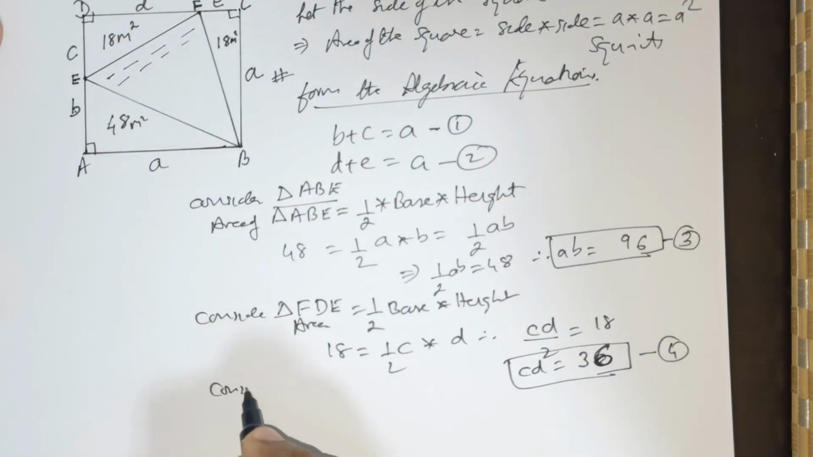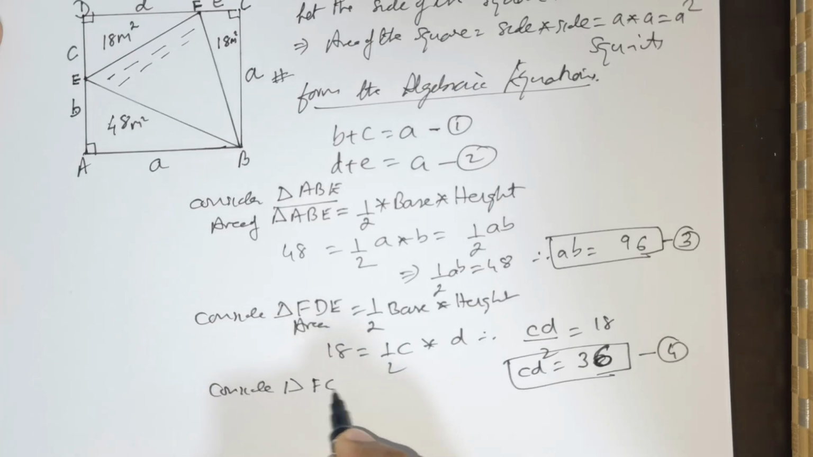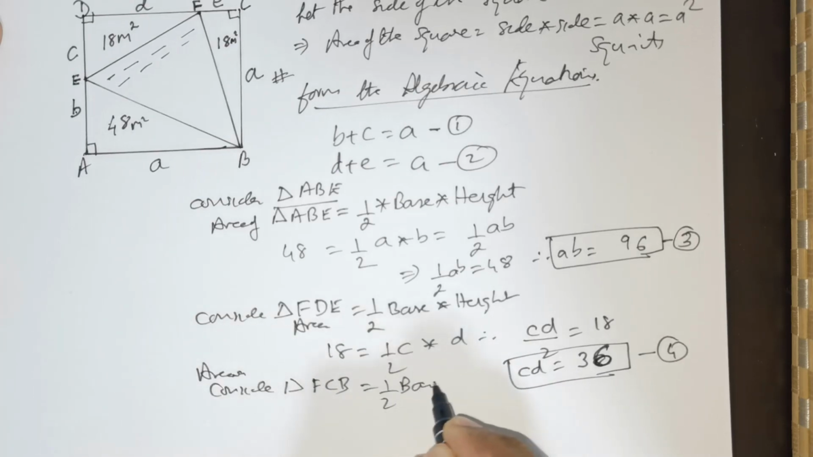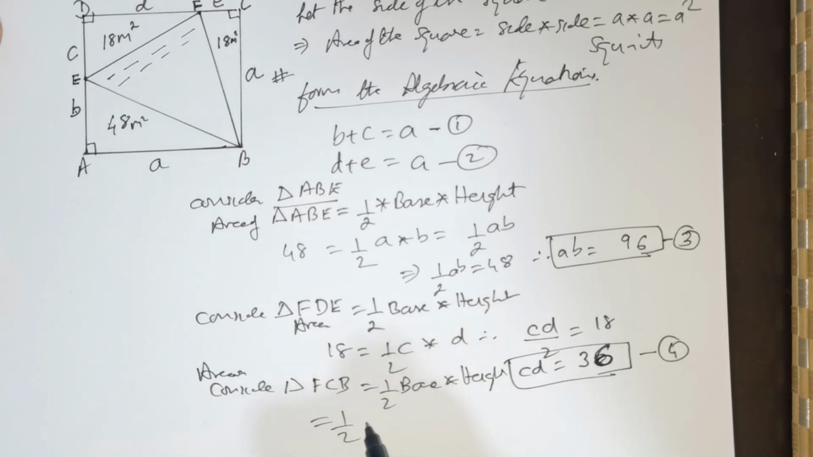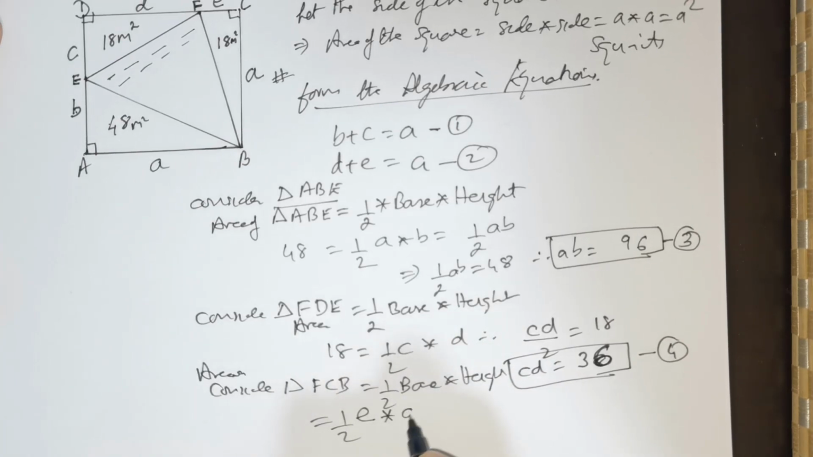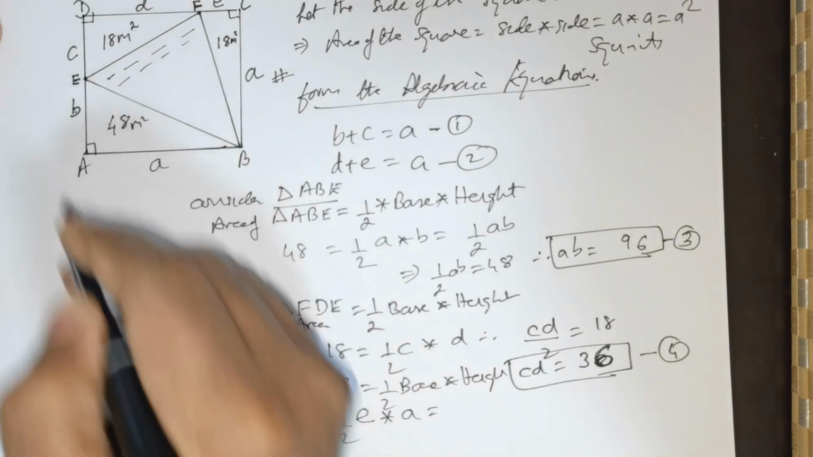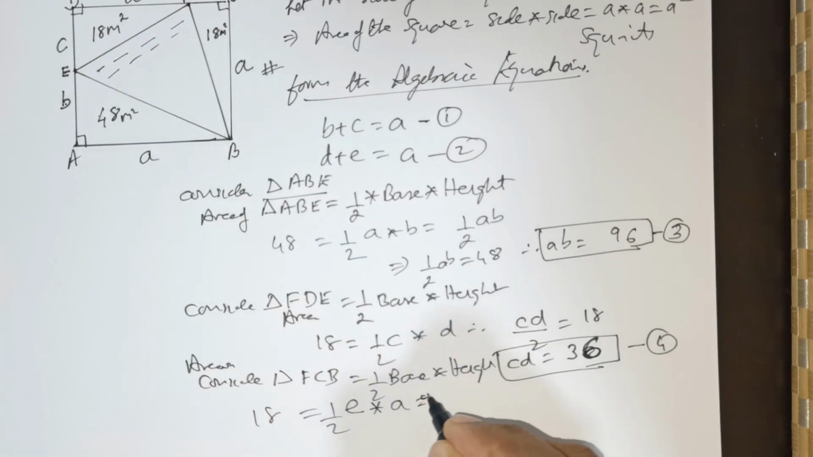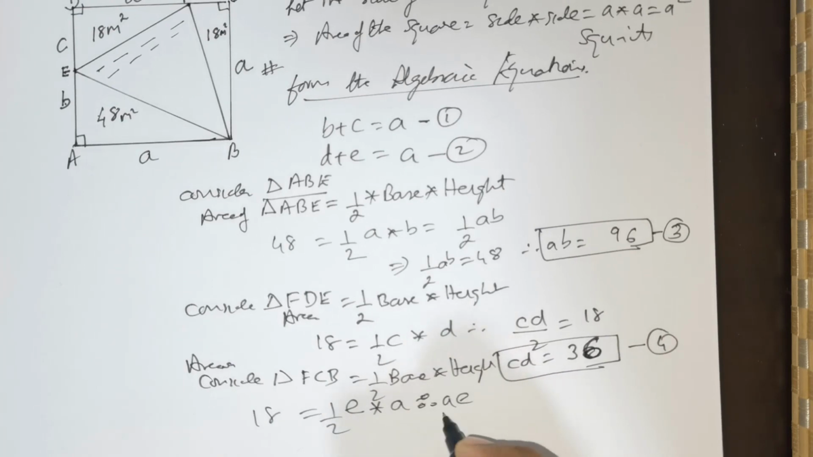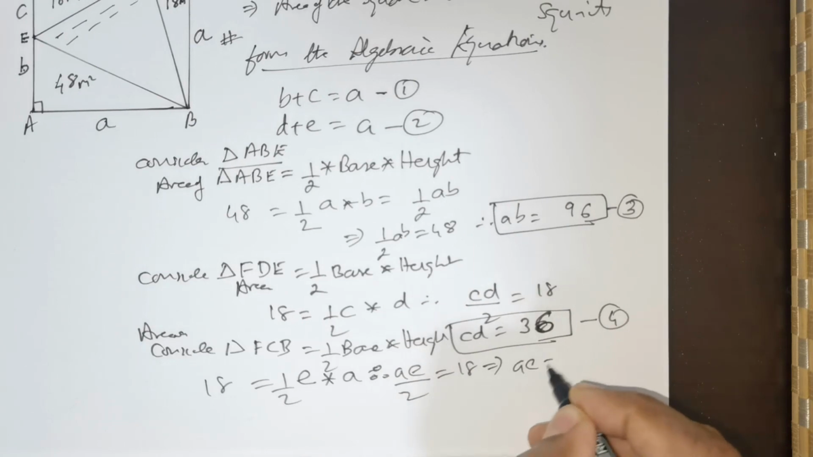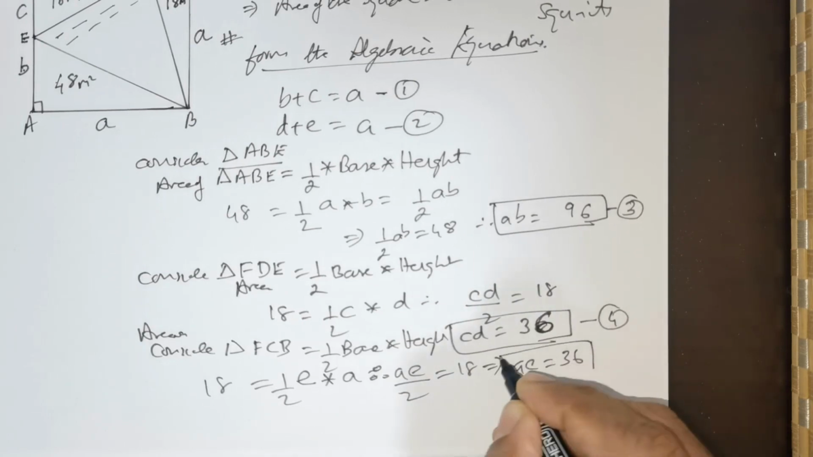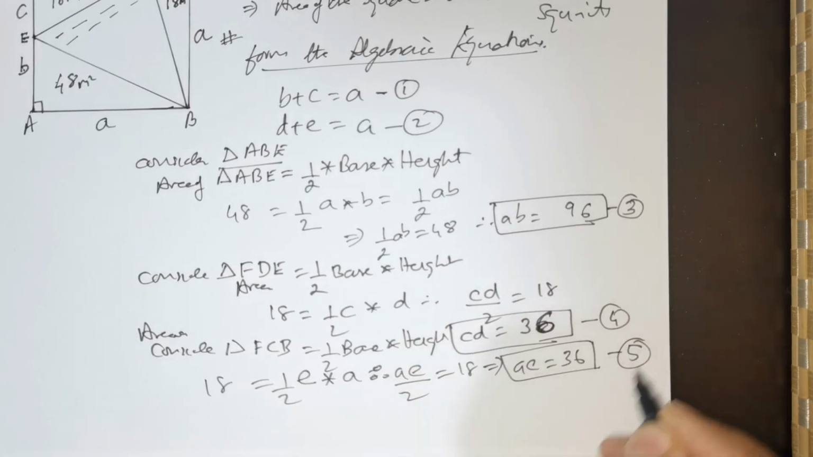Next, consider triangle FCB. I'm talking about the area, which is half times base into height. My base is E units, height is A units, and the area is 18. So therefore AE over 2 is 18. This means AE is 36. So this is number 5.